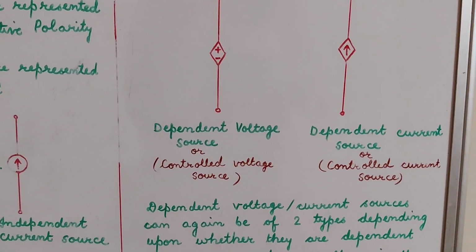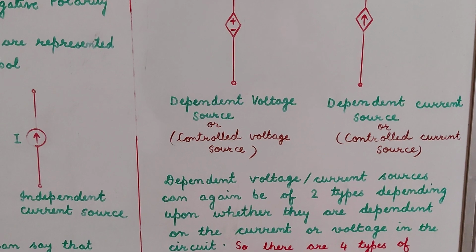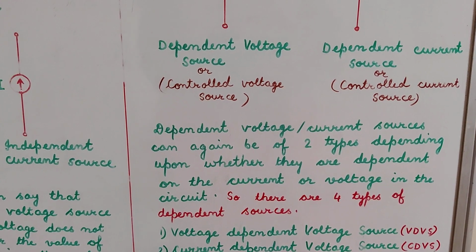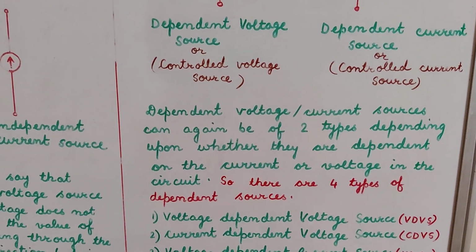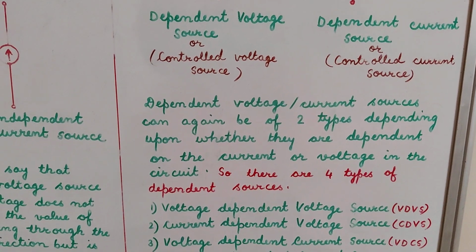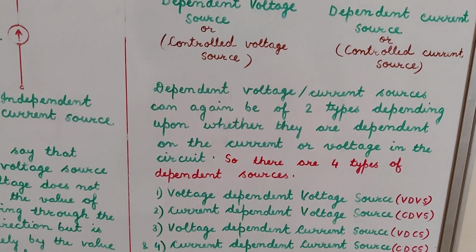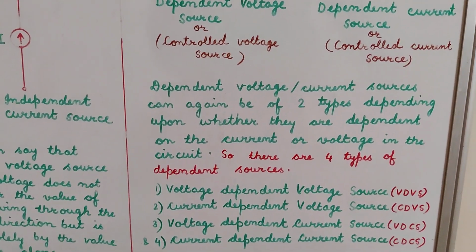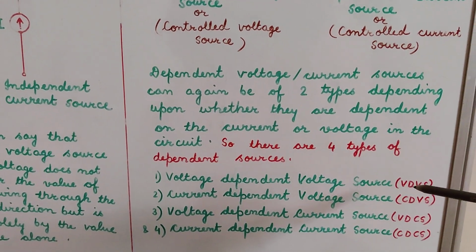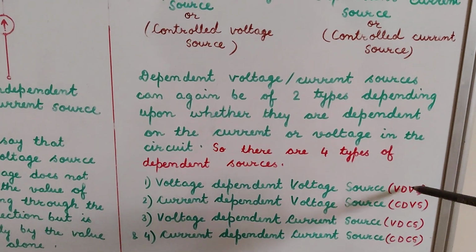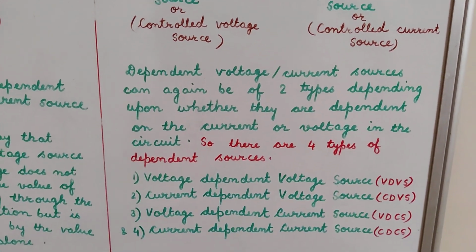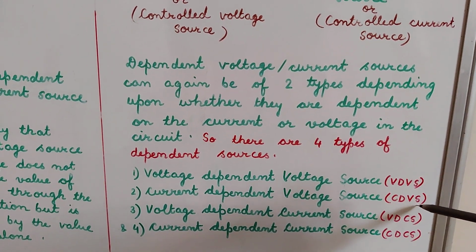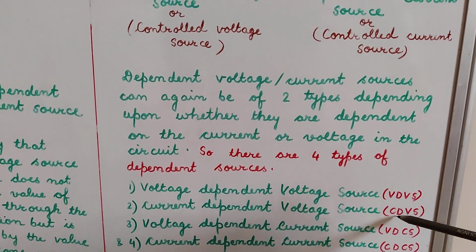Now depending upon whether the dependent voltage or current source is dependent on the current or voltage in the circuit, there are 4 types of dependent sources. These are voltage dependent voltage sources, or in short we can write this as VDVS, that is voltage dependent voltage source. Similarly, the second type is the current dependent voltage source. If the voltage source is dependent on the current in the circuit, then it is known as current dependent voltage source.